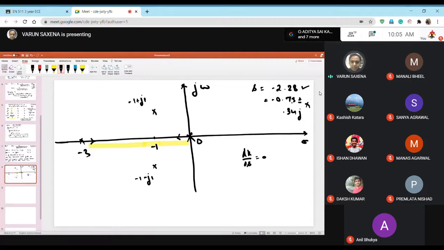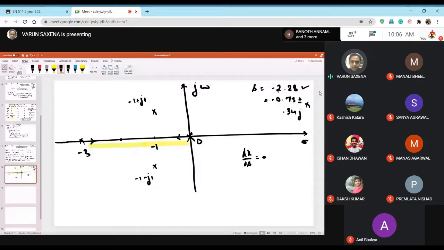So I hope it's clear. There are three values, and the two values which are complex are rejected because we're looking for a breakaway point on the real axis. These values are complex, so they cannot lie on the real axis. So the only value is minus 2.28, which is the valid breakaway point for us, and let me mark it like this.